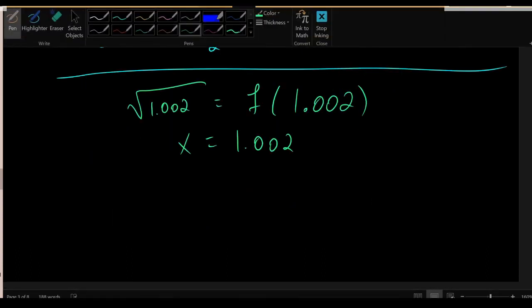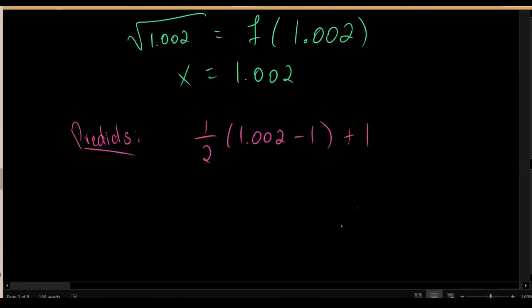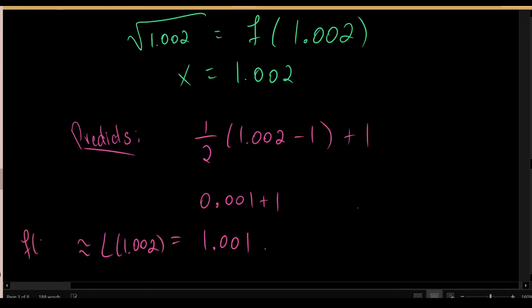So what does our linear approximation predict? It predicts a value which is equal to 1/2 times 1.002, take away 1, plus 1. Once again, this is actually so simple that even little old me can do it by hand. This would be 0.001 plus 1, which is 1.001, given by the linear approximation, which is roughly equal to the output of the original function.